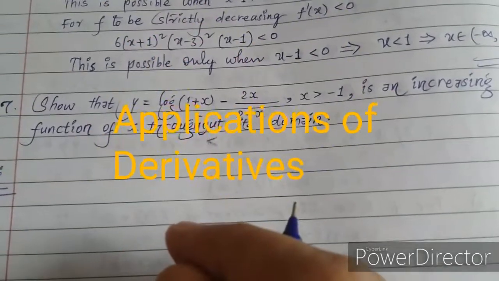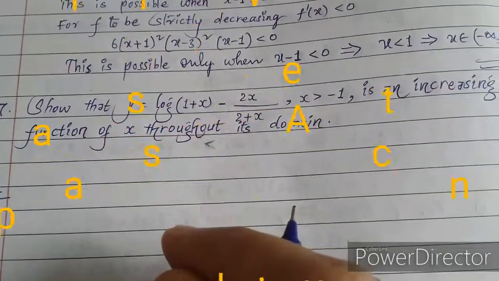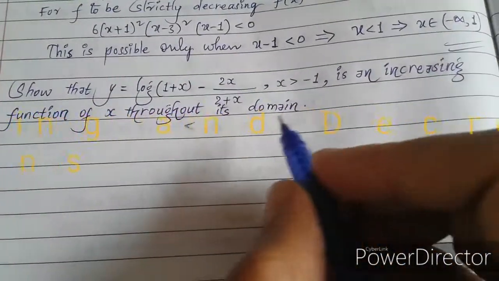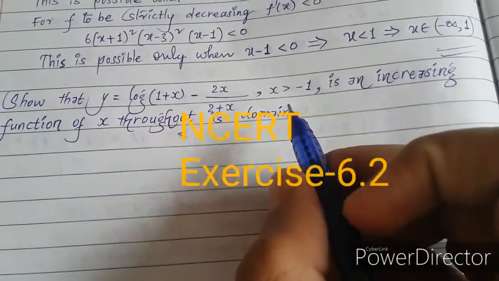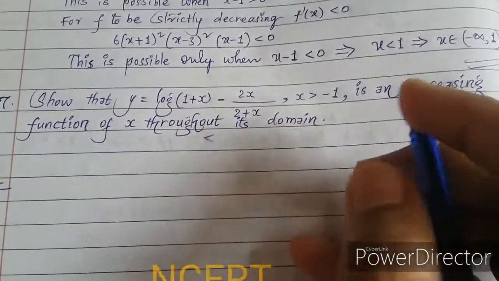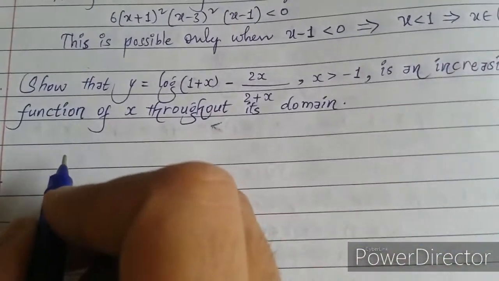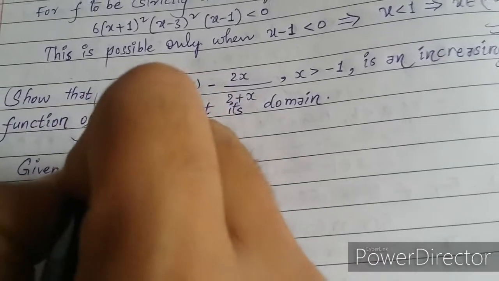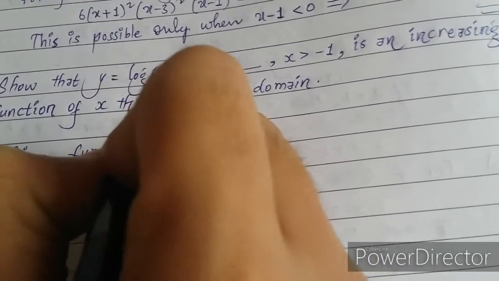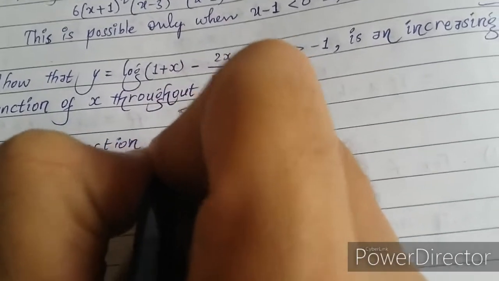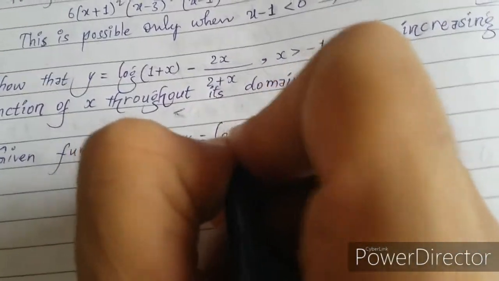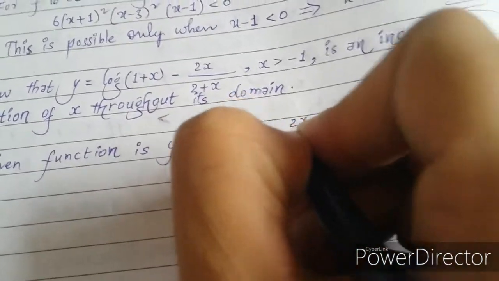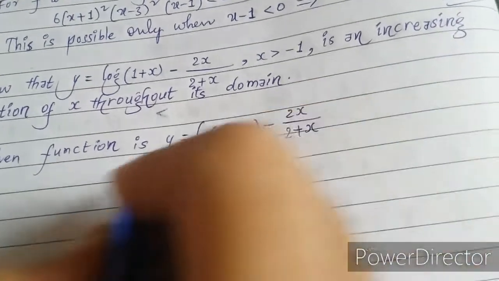Let us do the seventh problem of this exercise. Show that y equal to log of 1 plus x minus 2x by 2 plus x, where x is greater than minus 1, is an increasing function of x throughout its domain. It is a question. Here, first of all, the given function is y is equal to log of 1 plus x minus 2x by 2 plus x.